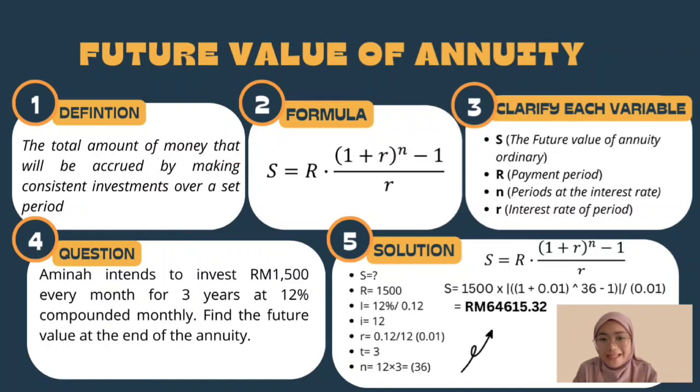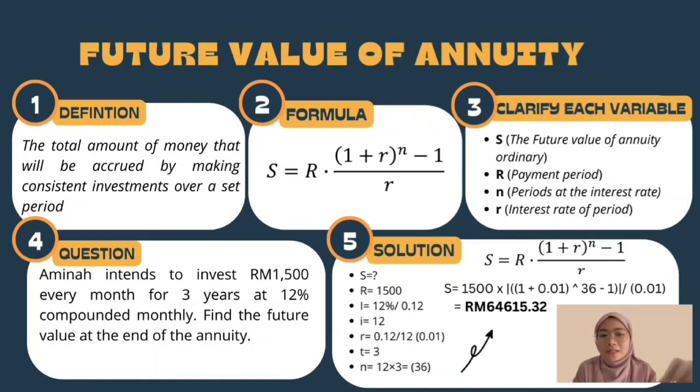So S we do not know, and R is 1,500. And I, there are two I's, which are capital I and little i. Capital I stands for the interest rate per year, which is 12%, and little i stands for the number of compoundings per year. The question mentions compounded monthly, so we put 12. So r is the interest rate per year divided by the number of compoundings per year. We got 0.01. Then t is the number of years, which is 3, and the last is n, which we find by the number of compoundings per year multiplied by the number of years. So we got n is 36.